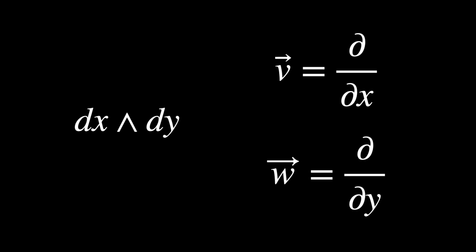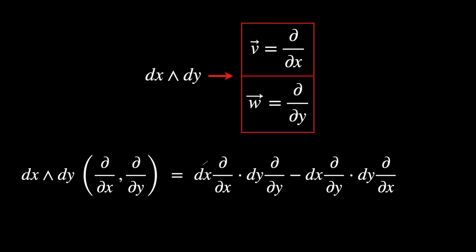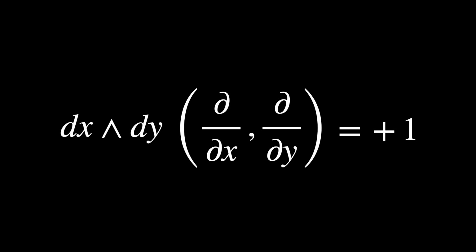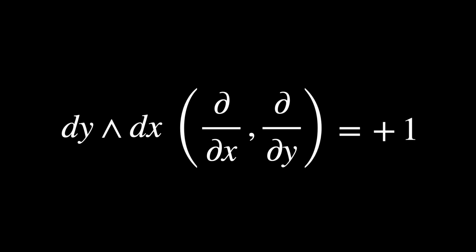Let's see what happens when the two-form dx wedge dy acts on the vectors v and w as the basis vectors of the tangent space TPM. The result is +1, because the orientation agrees with the order of the wedge. First dx, then dy. If you flip the order, in other words, dy wedge dx, the result is -1.